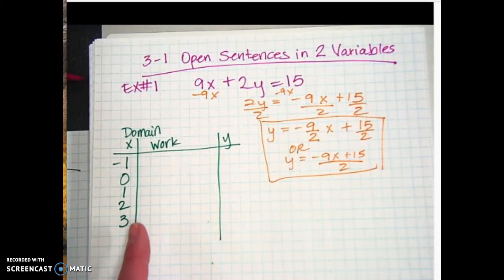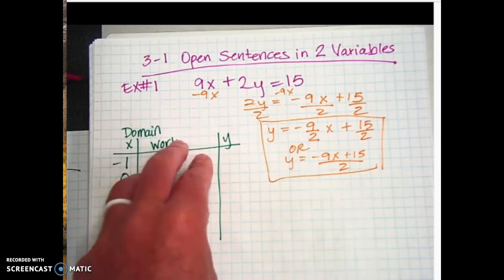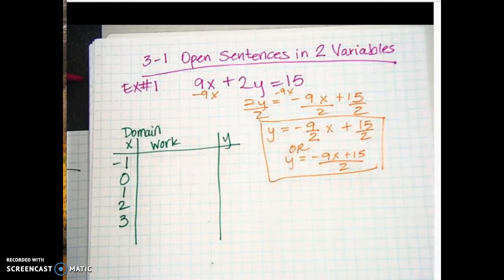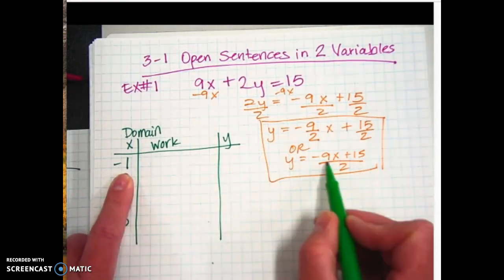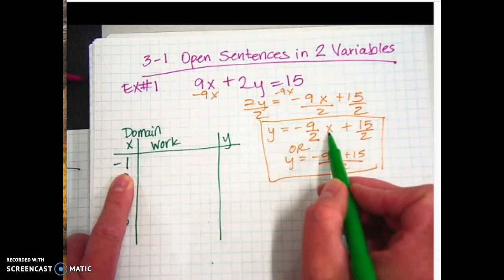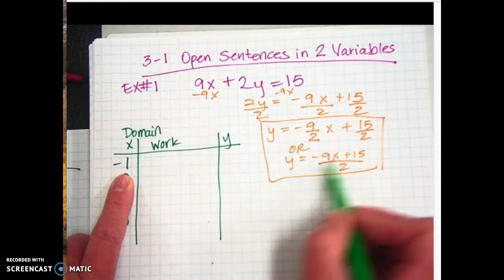Some people do, some people don't. Some people can't do it all in their head, and so they need to write it down. Some people can do it all in their calculator or all in their head. It's just kind of up to you, okay? So for the first one, negative 1, we're going to plug it in here. And you can plug it in here or here, but I'm going to use the second one.